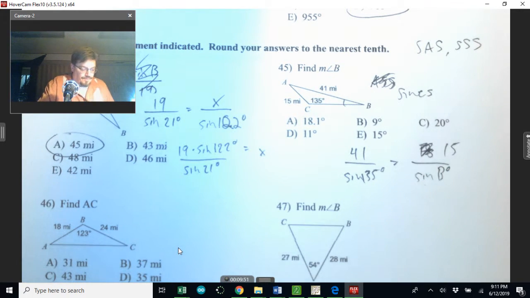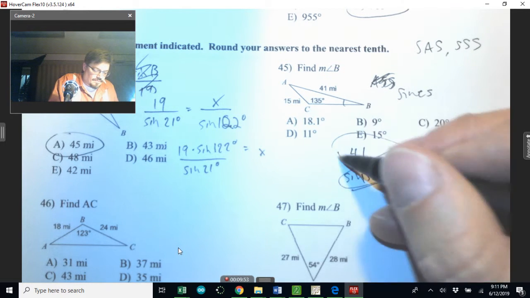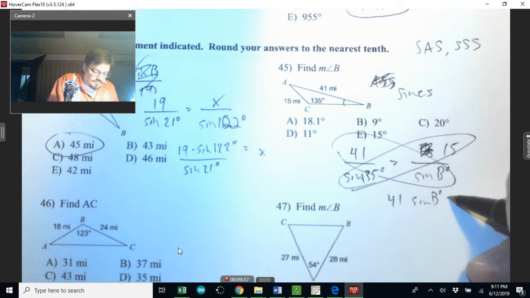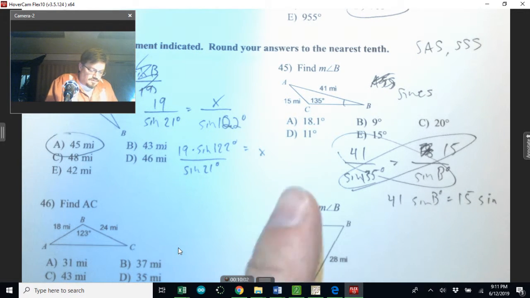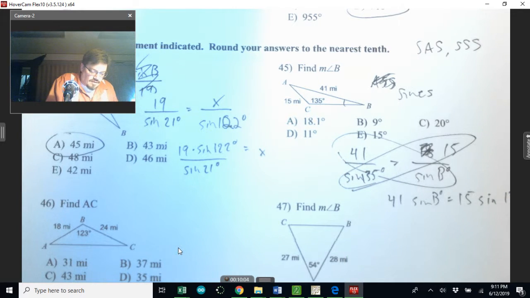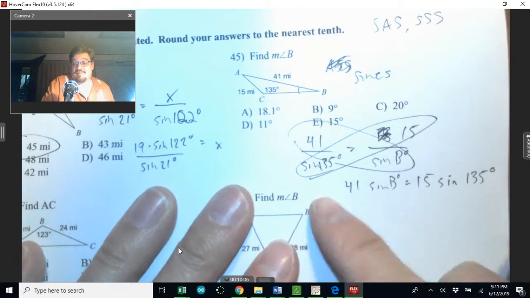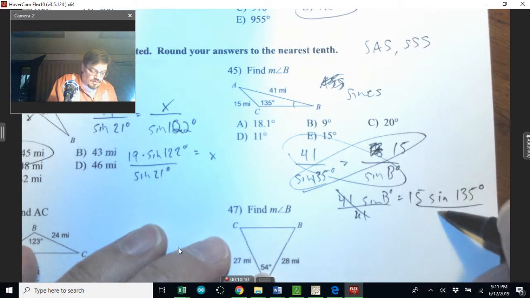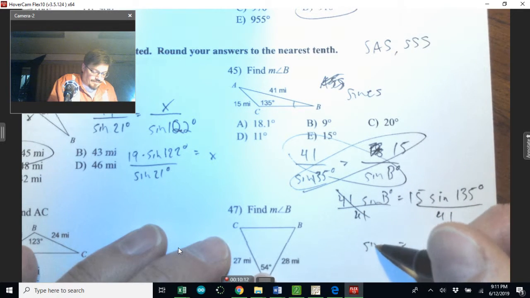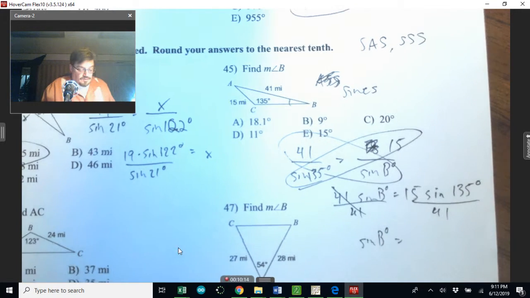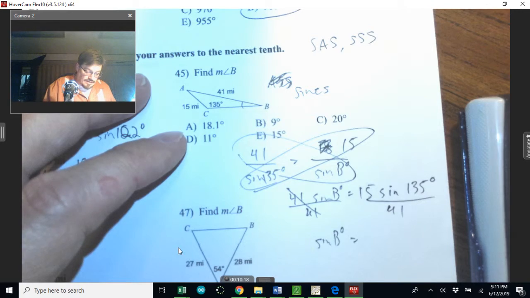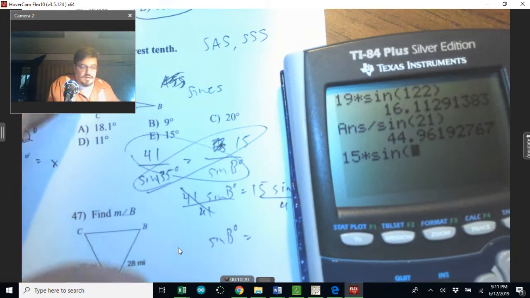Okay, so cross and multiply, and I get 41 sine B equals 15 times the sine of 135. So if I want to get sine B by itself, I need to divide by 41. Okay, so I've got 15 times the sine of, let me zoom out a little bit.